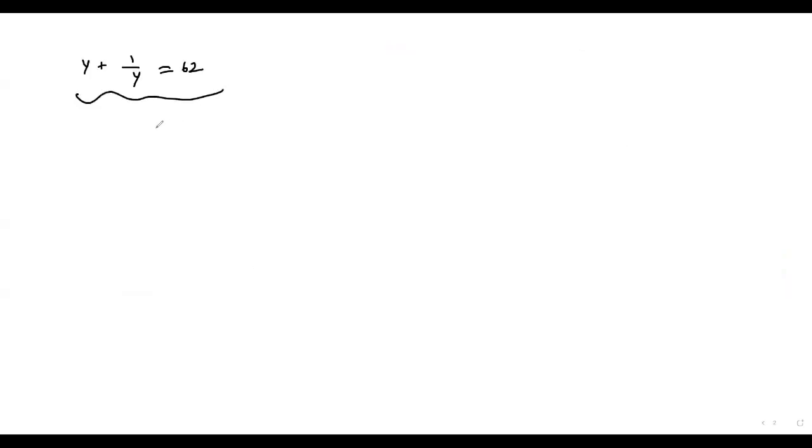This is the equation we had on the previous page. Now let's simplify this stuff over here. That is y positive 1 over y.